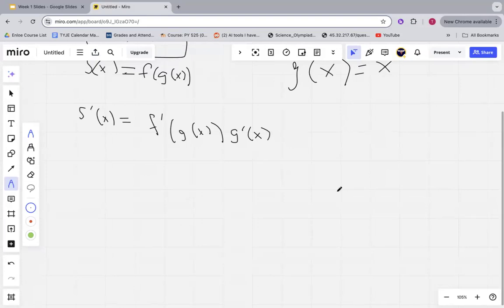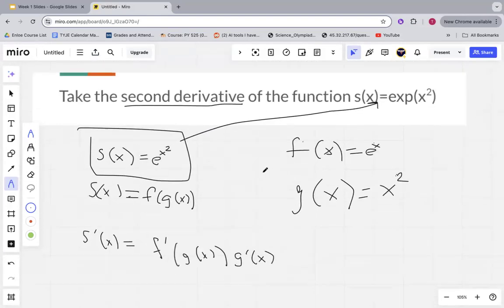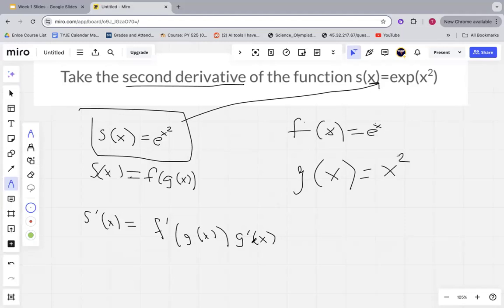So s prime of x is equal to f prime of g of x times g prime of x. And that's just the chain rule. Why did we use the chain rule? Because we have a function inside another. So let's do these parts. We need to find f prime of x.